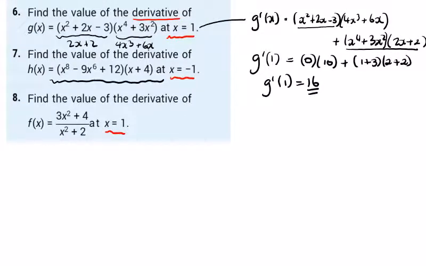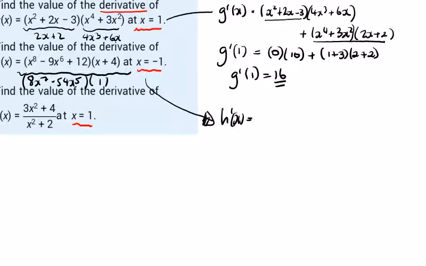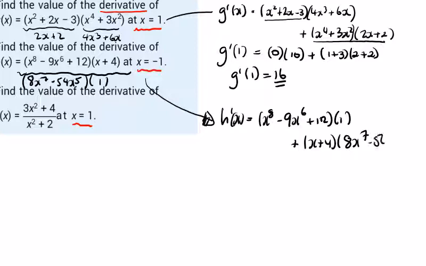So the second one, we're going to have 8x to the power of 7 minus 54x to the power of 5 for the first one differentiated, and for the second differentiated 1. So coming down here, it's called h of x. So h prime x is equal to the first, we won't bother simplifying these, x to the power of 8 minus 9x to the power of 6 plus 12 by the second differentiated, which is 1, plus the second, which is x plus 4, by the first differentiated, which is 8x to the power of 7 minus 54x to the power of 5.